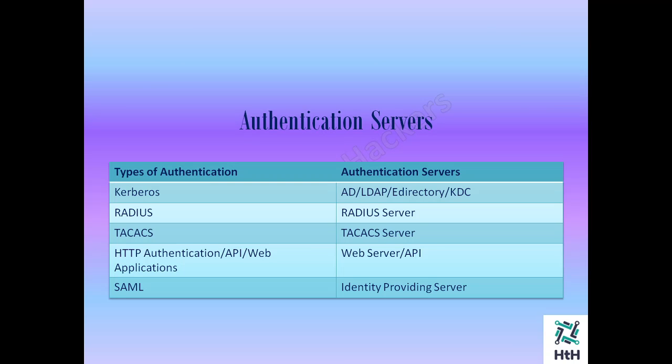We will see what are authentication servers. For example, we have Kerberos authentication. Authentication servers are AD, LDAP, KDC, or eDirectory. For Radius authentication, the authentication server is the Radius server. For TACACS, it is the TACACS server. For HTTP authentication, it is the web server through API. For SAML authentication, it is the identity providing server.